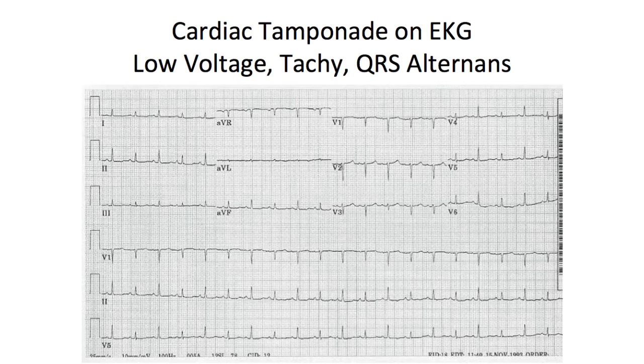Finally, there's a characteristic finding referred to as QRS alternans. This is best demonstrated on lead V5 on the bottom of the EKG. QRS alternans occurs because the heart is free-floating within the pericardial fluid. When the heart contracts, it swings back and forth, moving it closer and then further away from the electrode. When this occurs, it produces alternating large and small QRS complexes.